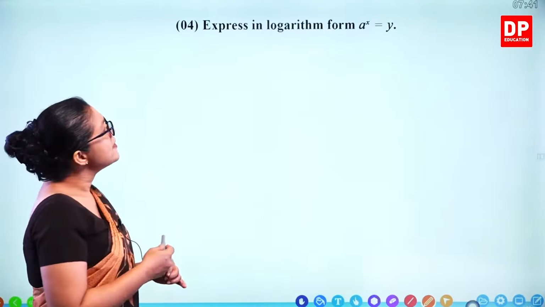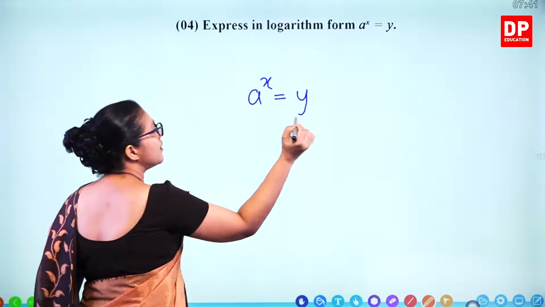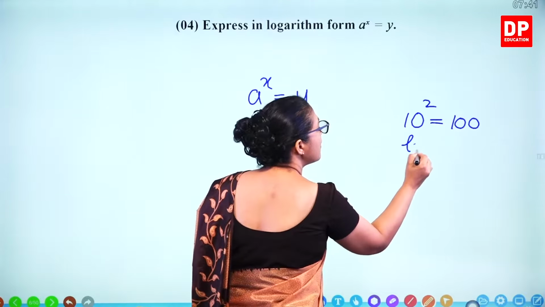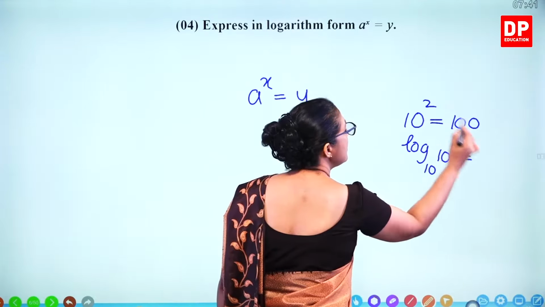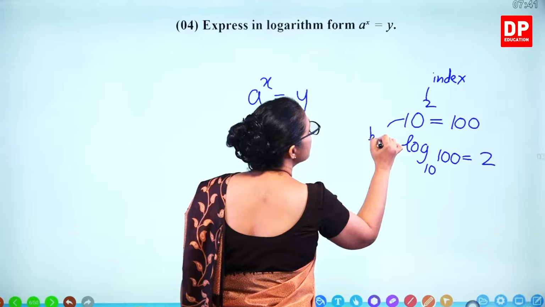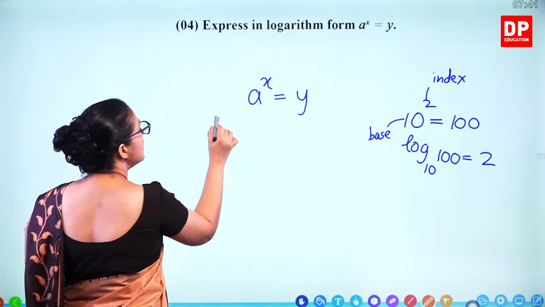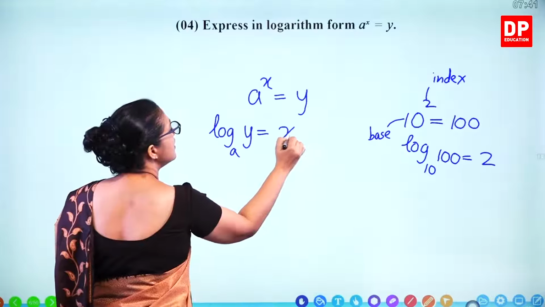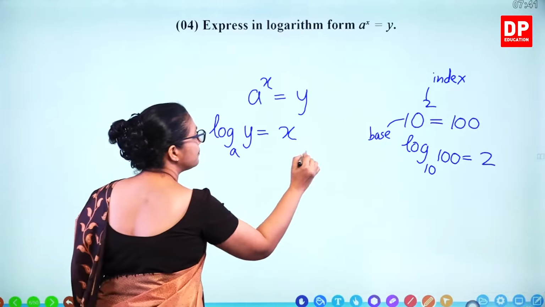Question number 4. Express in logarithm form a to the power x equals y. Can you remember? 10 squared is 100, 10 times 10. You can write this as: the base goes here, the number is equal to the index. So this is the index. This is the base. Likewise, what's the base here? A. Base A, number is the index. So that's the answer. So 2 marks for that.